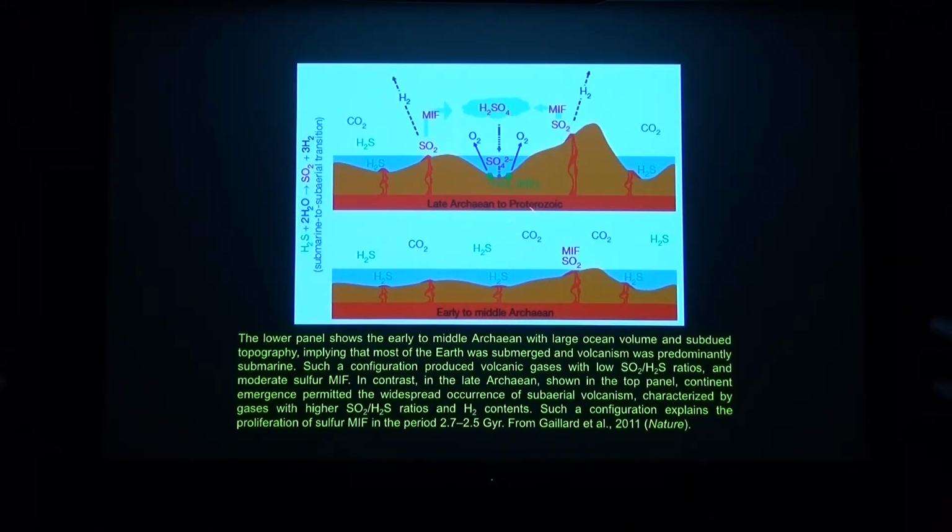Sulfate comes into the ocean, gets reduced to sulfide. It reacts with ferrous iron to form pyrite. Oxygen not consumed in the oxidation of ferrous iron then is free to release. So it tries to tie a lot of things in, like what's the MIF signal telling us about things. But once again, it comes down to looking at volcanic gases.